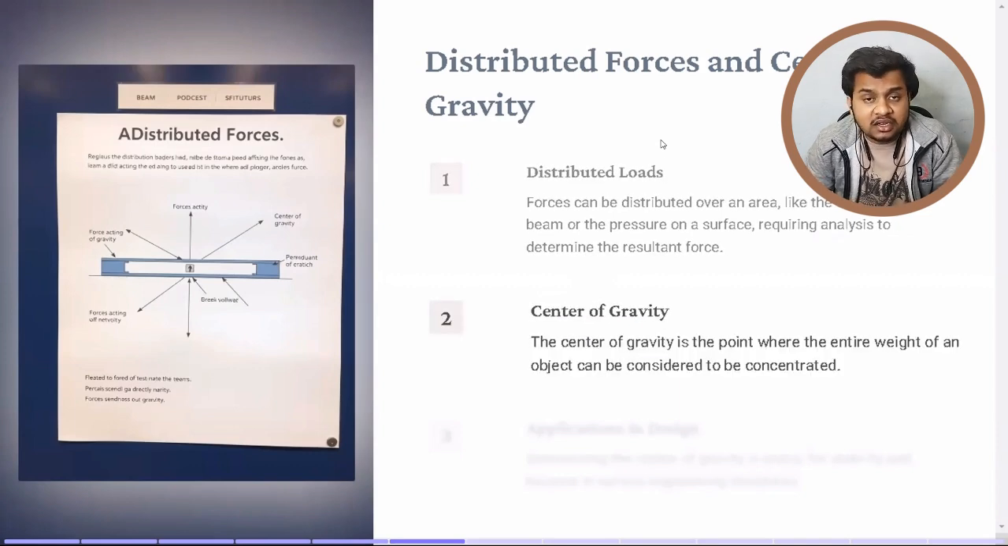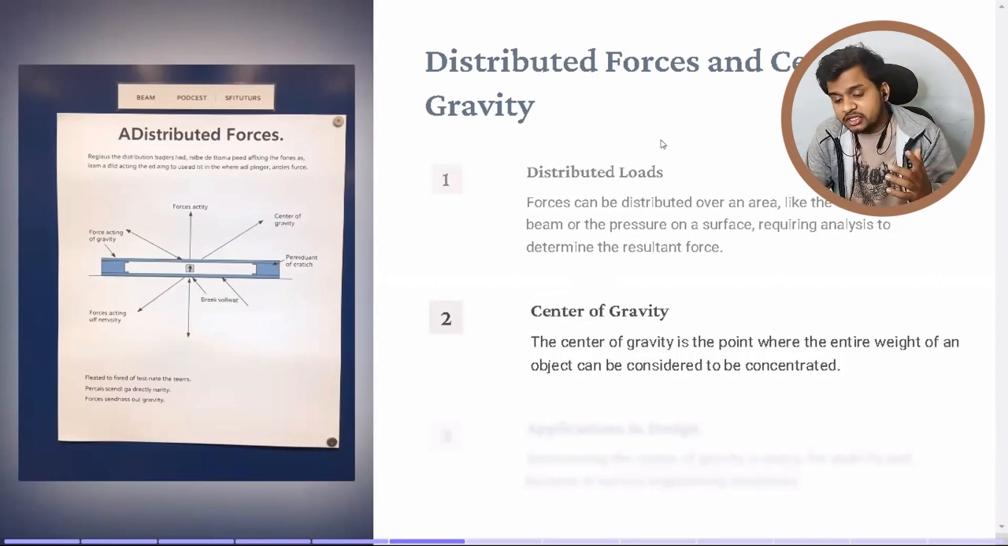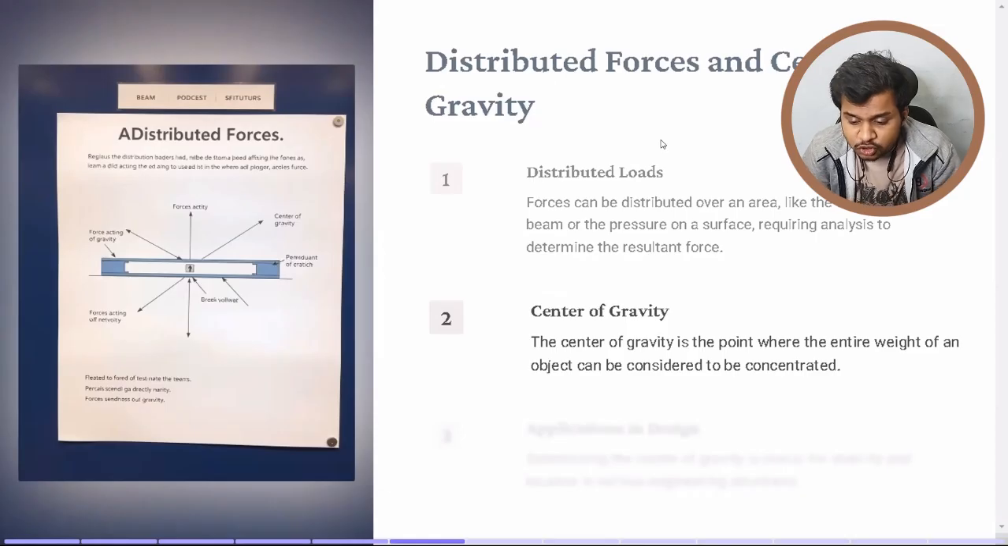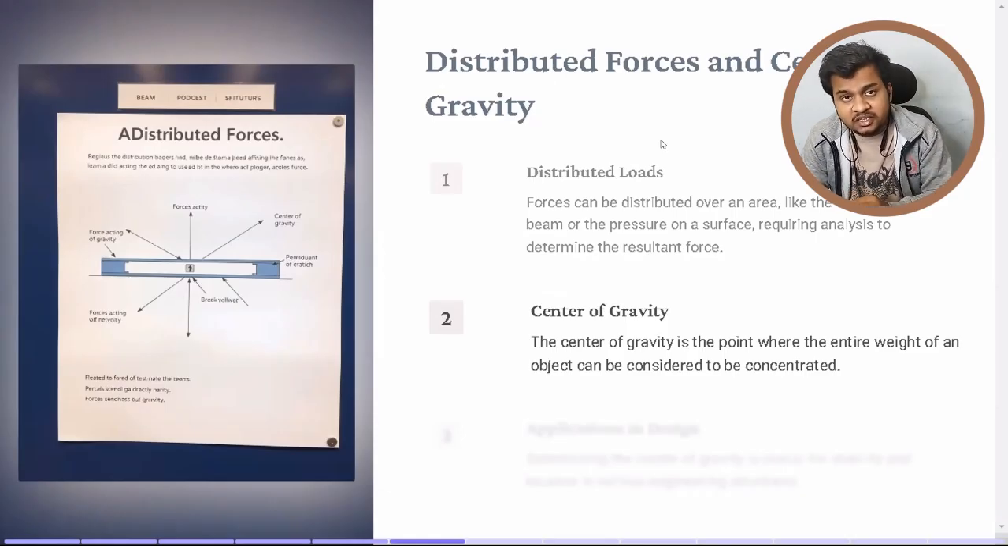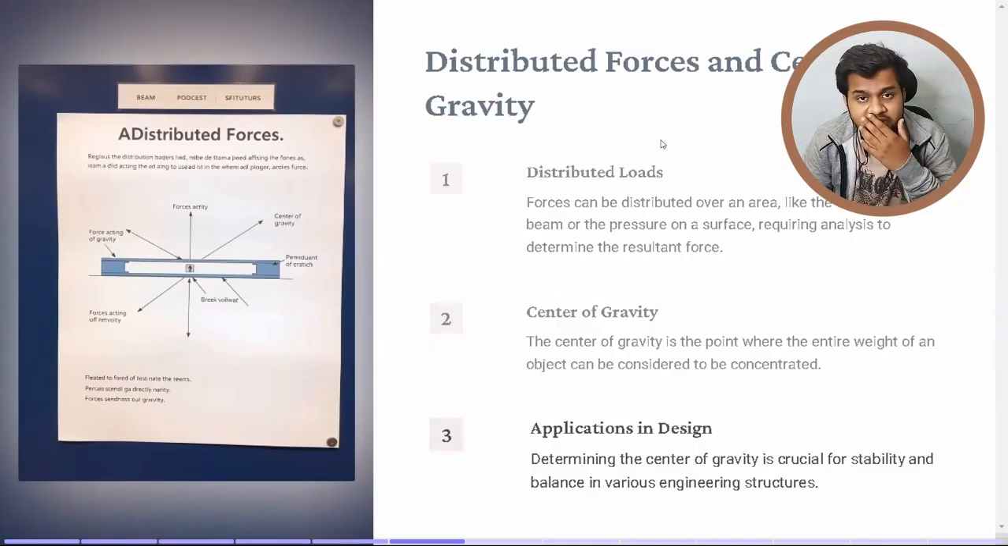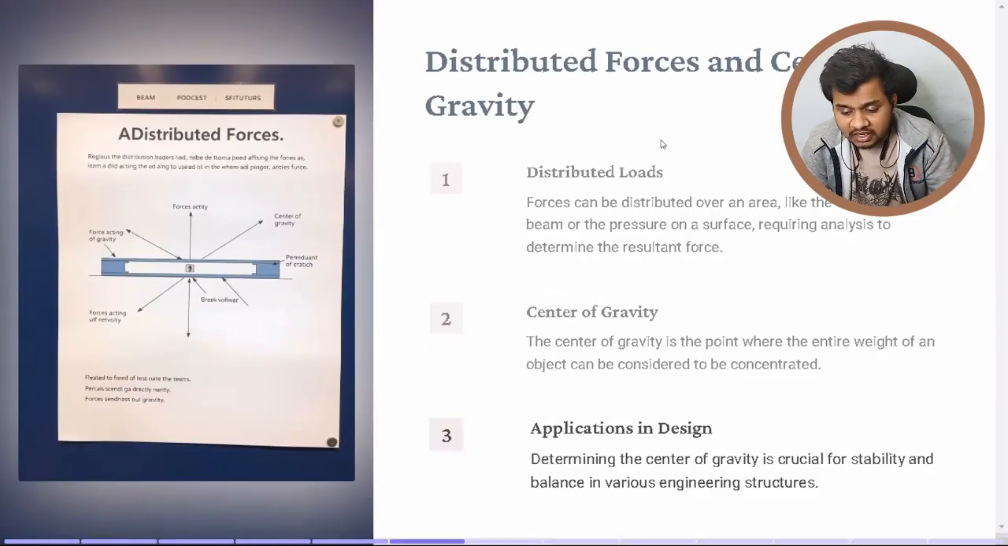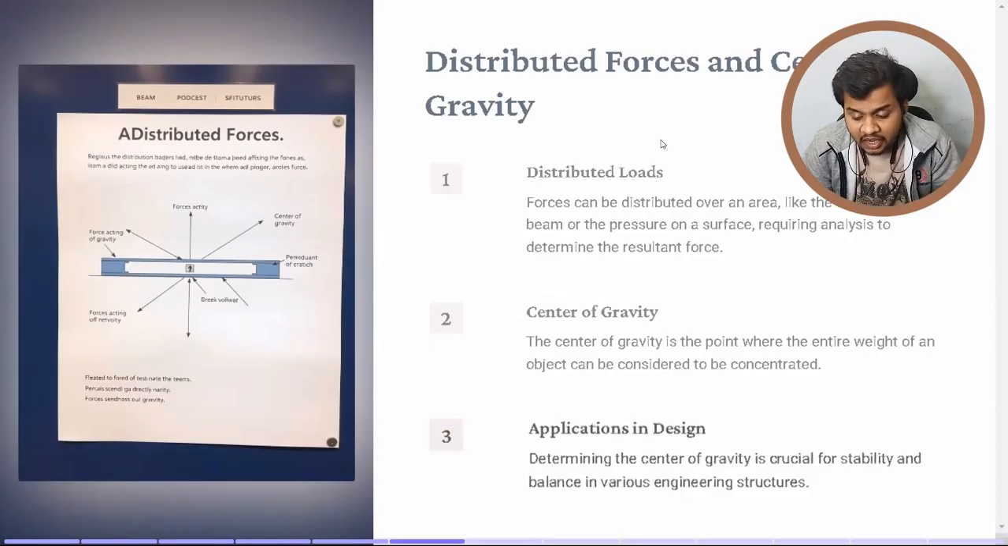Now the next one is the center of gravity. The center of gravity is the point where the entire weight of the body is acting, on the particles and the subject of the body. Now the application in design for distributed forces and center of gravity: determining the center of gravity is crucial for stability and for ensuring the safety of structures.